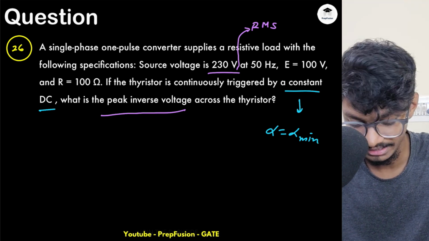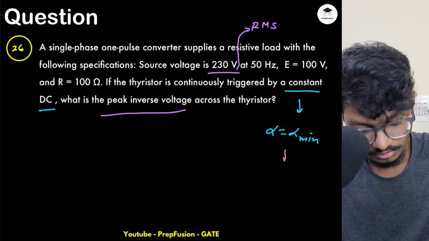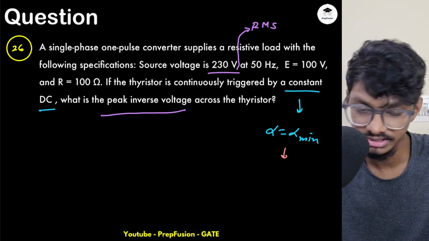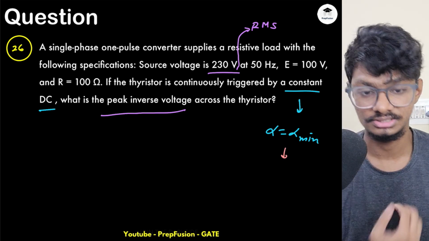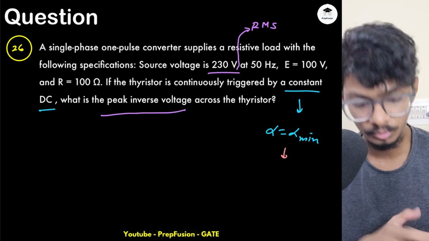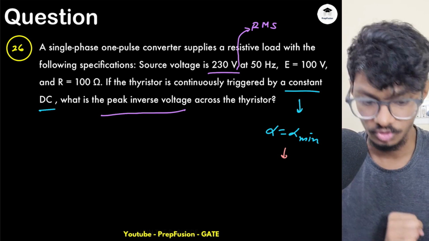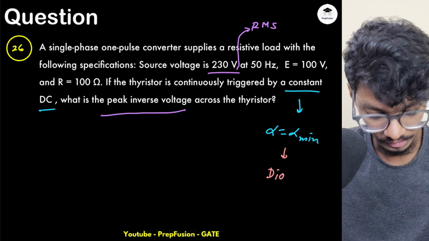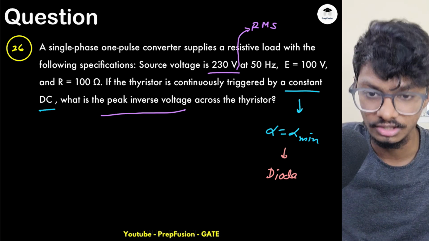Because it is acting like a diode. Whenever this is in the forward blocking mode, it is instantly turning into the forward conduction mode because the gate trigger circuit is always on. So this is basically acting like a diode. Okay, this is basically acting like an uncontrolled rectifier.